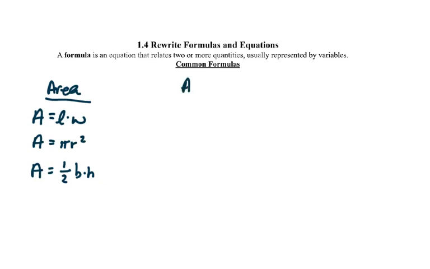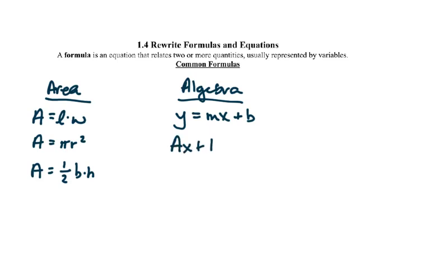Some algebra formulas that you might remember. What about y equals mx plus b? Or a different form of a line, a standard form we call it, ax plus by equals c. There are a bunch of different formulas. These are just a handful of them. If you want to write down more that you remember, that's up to you. But we want to get an idea of what these different formulas with multiple different letters in them look like.